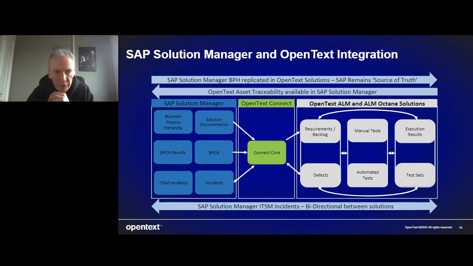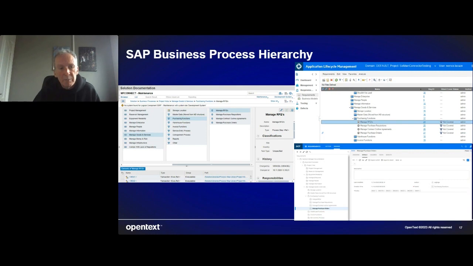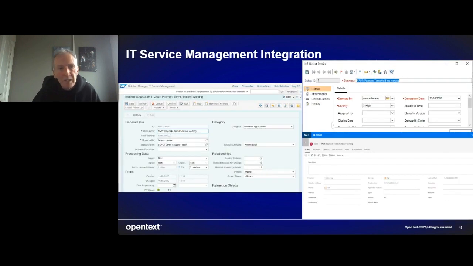So drilling down a little bit into that, from Solution Manager, you'll have your business process hierarchy, your change analysis, your incidents, synchronizing across through Connect, which is hosted in our cloud for you, and across to both ALM and the ALM Octane, or as it's now known, Value Edge platform. What it looks like, you have your business process hierarchy in Solman on the left here. On the top view, you can see what it looks like in ALM QC. Down below, you see what it looks like in Value Edge. Very much the same kind of view.